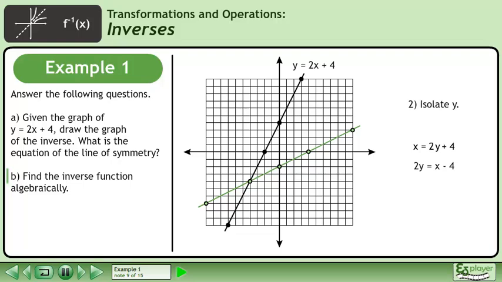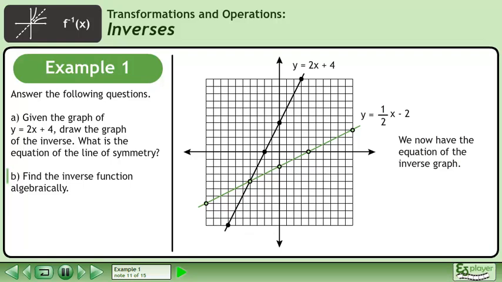Rearrange the equation so the term with y is on the left side. Divide both sides of the equation by 2 to get y equals 1 over 2x minus 2. We now have the equation of the inverse graph.